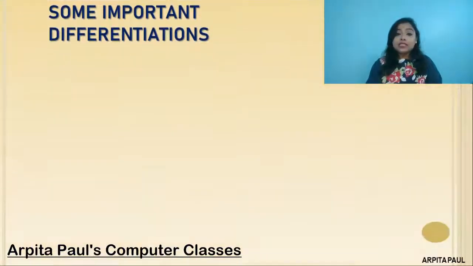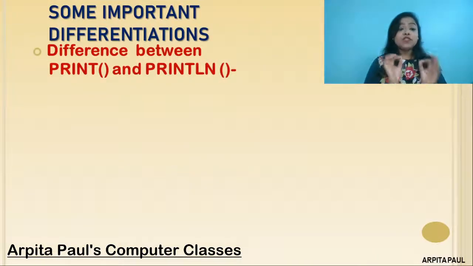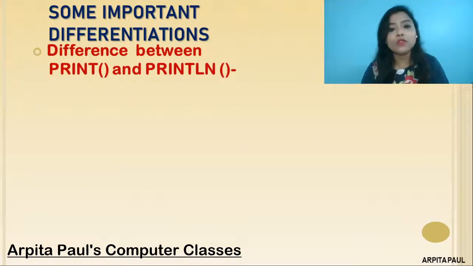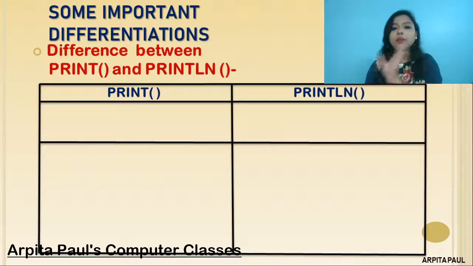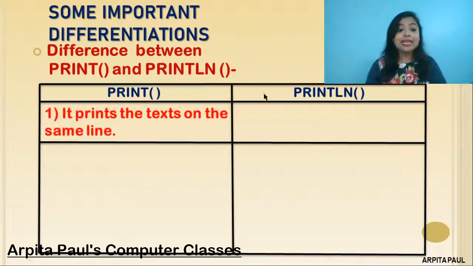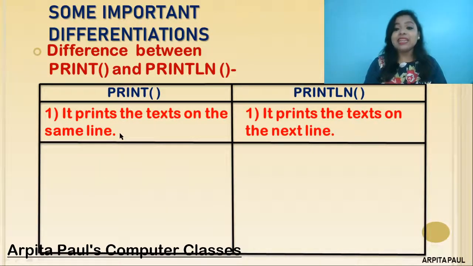So first difference you need to know, that is difference between print and println. So what is the basic difference between print and println? In case of print, it prints the text on the same line. When we are using system.out.print statement, that means it will keep the statement in the same line. Whereas in case of println, it will take enter and it will print the whole text in the next line. Okay. So let me show you with one example.